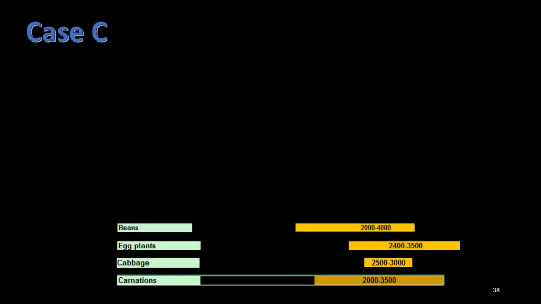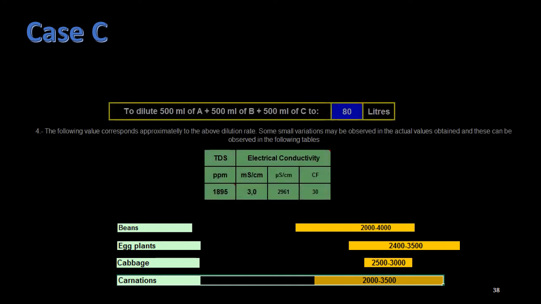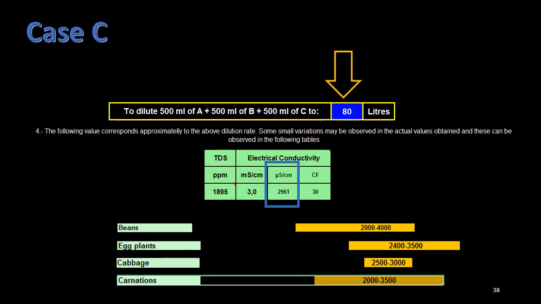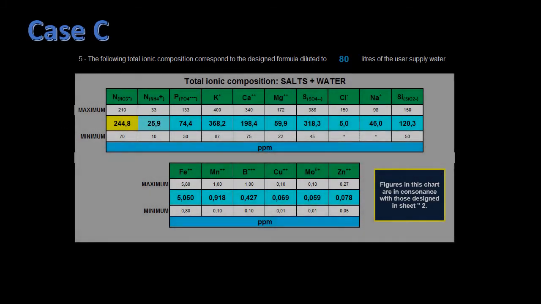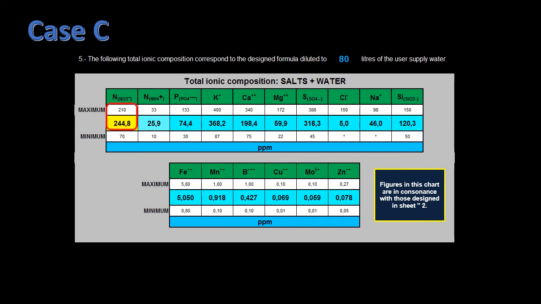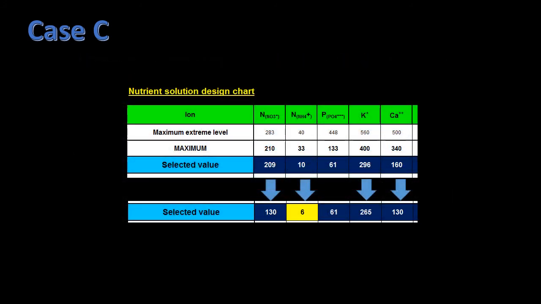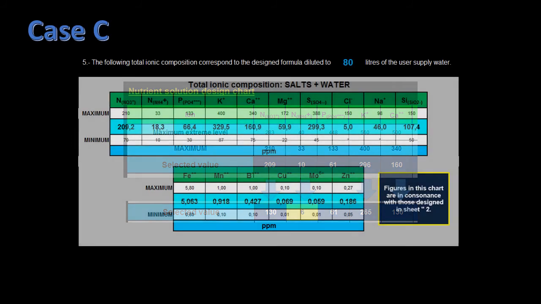Case C. If we want to grow beans, eggplants, cabbage, carnations, and many other plants requiring higher conductivity values, we need to use less water to dilute the stock solutions. We may observe the ionic composition on the screen. It shows that nitrogen as nitrate is higher than the maximum is advisable. Again, going to page number 2, the formula can be redesigned reducing figures of nitrates, ammonium, potassium, and calcium. This is the resulting effect of such changes.